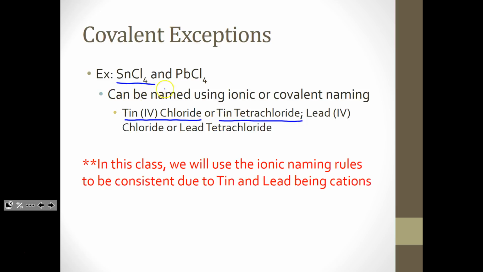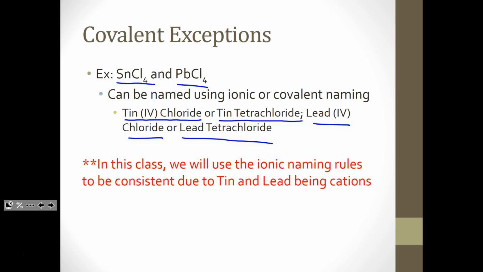The same thing with the PbCl4 compound here. The ionic way of naming it is lead 4 chloride, and the covalent way is lead tetrachloride. To make things easier for us, because tin and lead are metals, I will always name these compounds using ionic naming rules. And most of the time, that's actually how they're named.